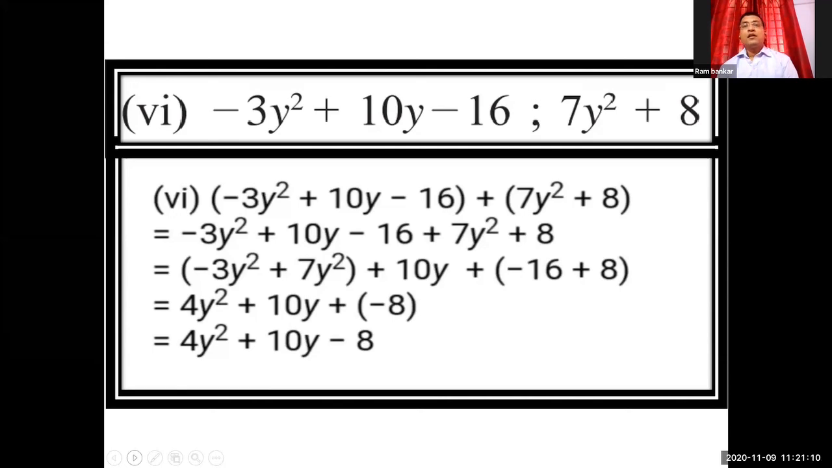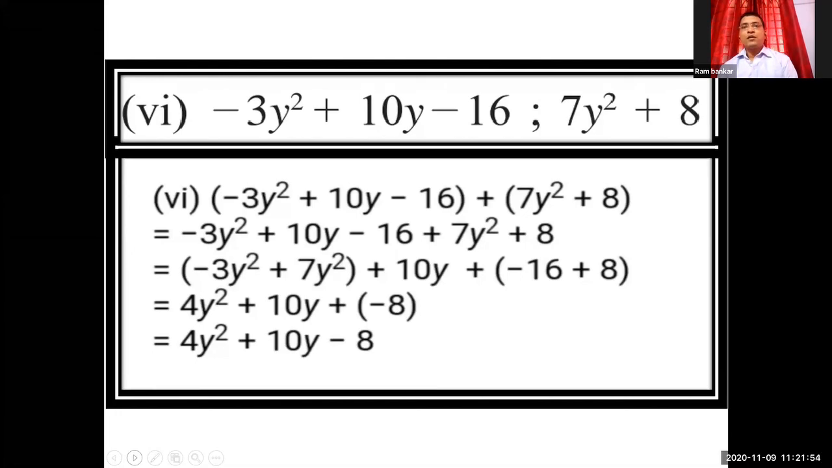Now look at the second step. We have to put together like terms. What are the like terms? Minus 3y square plus 7y square. Like terms, y square. Then plus 10y. There is no like term for 10y, so we write 10y as it is. Then the other like terms, which are only numbers: minus 16 plus 8. Now solve this. Minus 3 plus 7, how much? Plus 4y square is the answer.